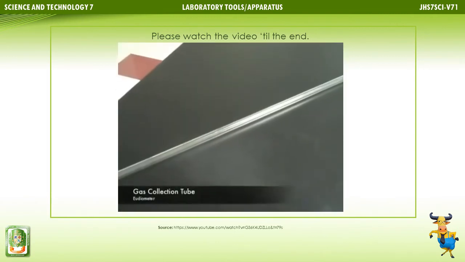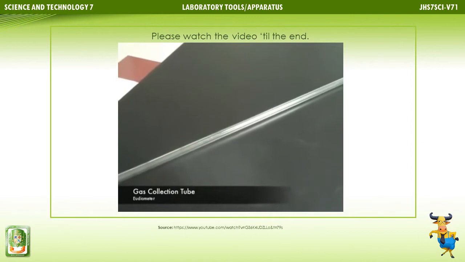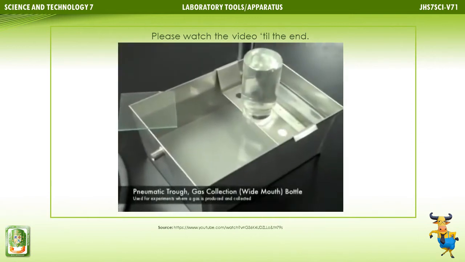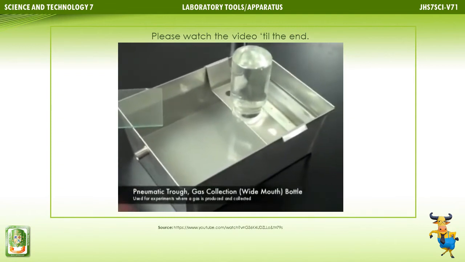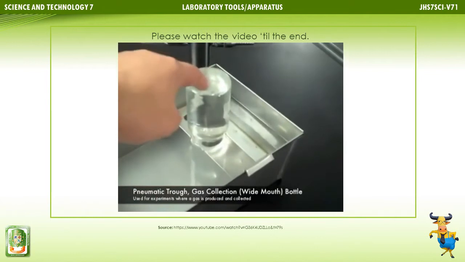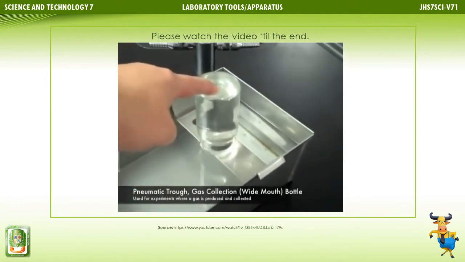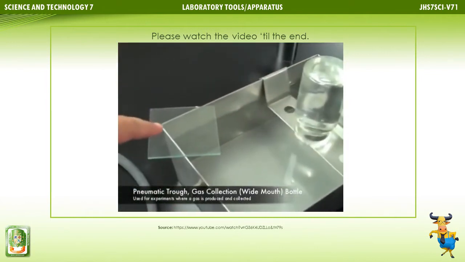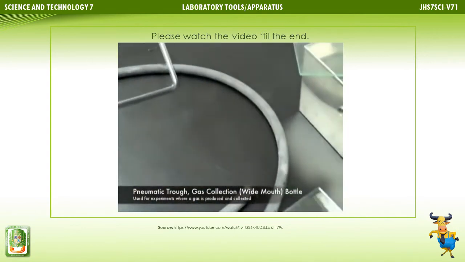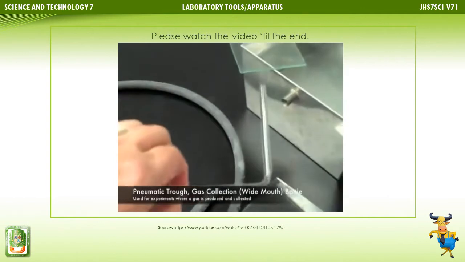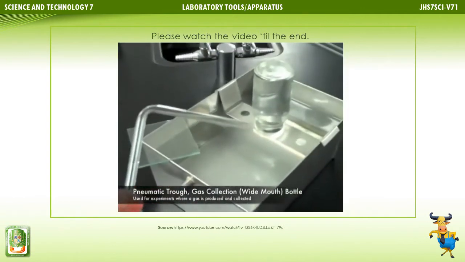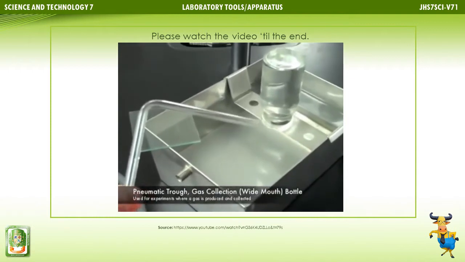This is a gas collection tube. It's similar to a burette, but it does not have the valve on it. The apparatus you see here is called a pneumatic trough. The pneumatic trough gets filled with water. There is a gas collection bottle or a wide mouth bottle, a glass plate that is used with the bottle, and there's usually also a hose and some bent glass tubing. These are things that you might use for a gas-producing lab experiment.